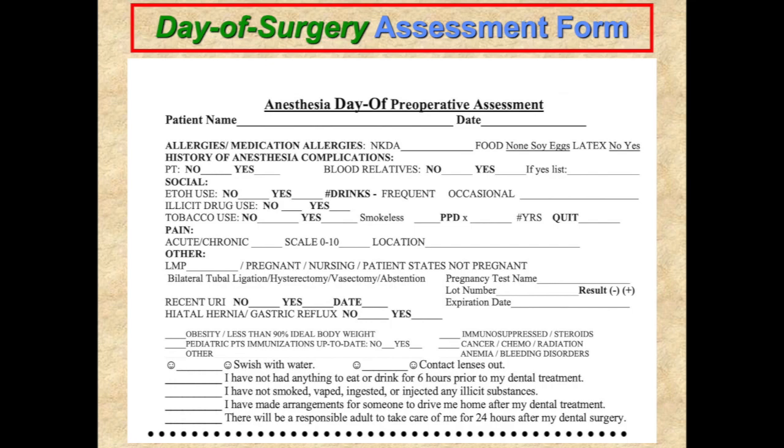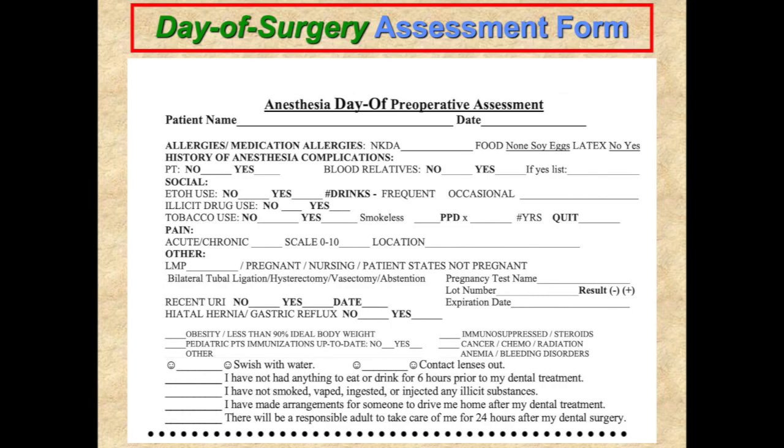I want to know if there's any chance of hiatal hernia or reflux. I don't ask them if they're obese. I'll just check the box. I will check if they've had their immunizations if it's a child, if they're immunosuppressed or taking steroids. That's going to be important to know. If they're in cancer, chemo, or radiation because of their healing, and if there's any anemia or bleeding disorders.